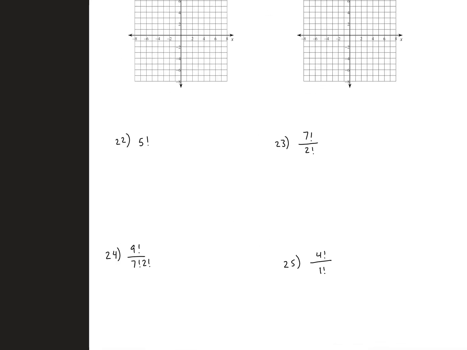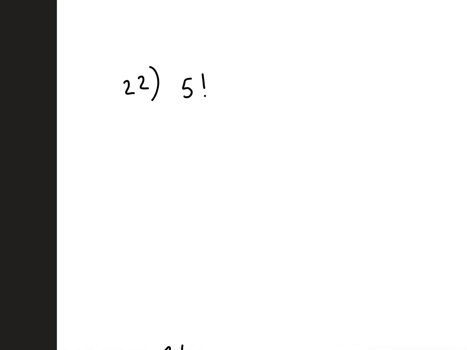Let's take a look at the factorials. So 5 factorial, what does that mean? So 5 times 4 times 3 times 2 times 1. So when we put all of this in the calculator, what do we get? 120. Awesome.